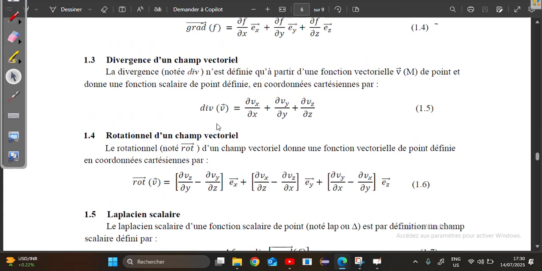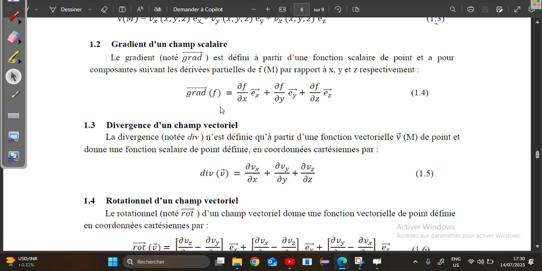divergence, rotationnel. Now, it's also my job to give you the physical, la signification physique de cet opérateur. Quel opérateur? Gradient. The gradient is a very important operation. So I'm going to explain to you what it implies in physics and why we use it in physics, the importance of this mathematics.